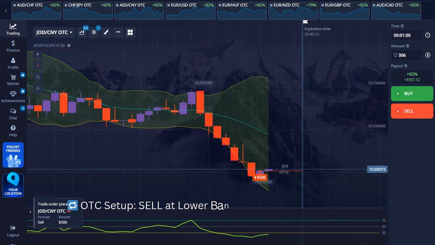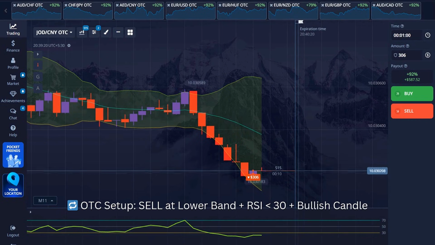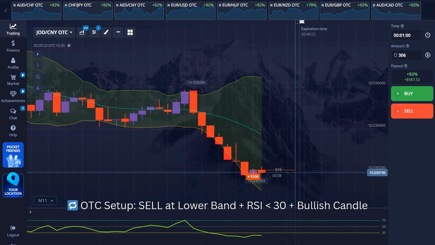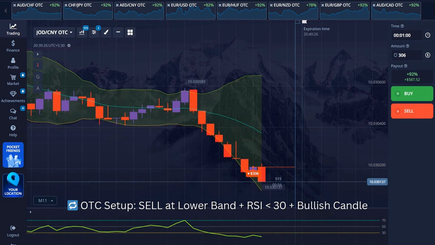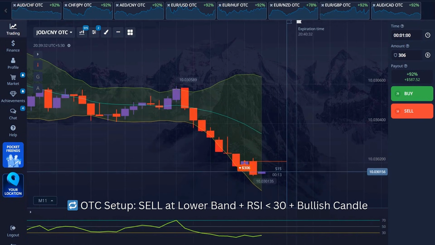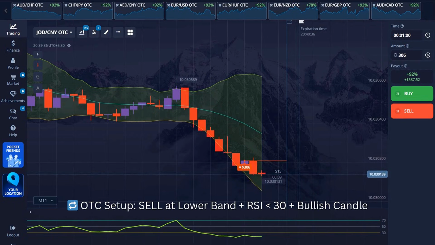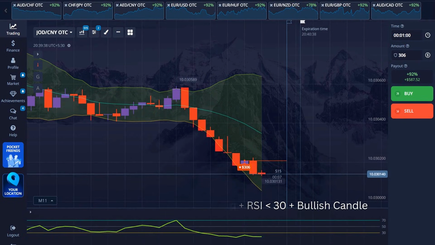This time, I entered a sell trade, and here's why. A bearish candle touched the lower Bollinger Band. A bullish confirmation candle followed, and the RSI line was below 30, indicating an oversold condition. This is where most people would expect a buy trade in the real market. But remember, we're in OTC, so we flipped the logic. That's why I placed a sell trade instead.